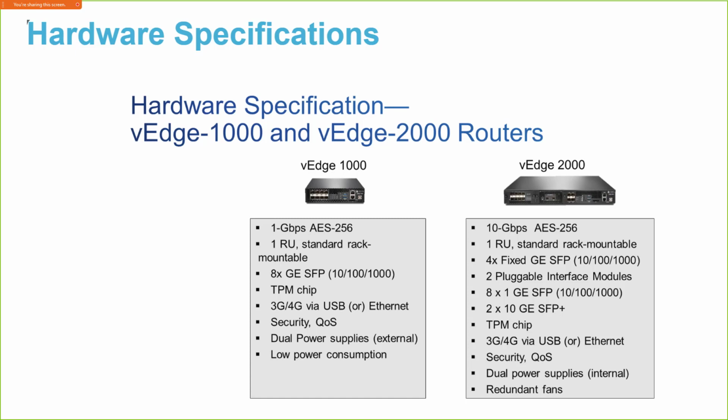But I mentioned this before. We can also do IOS XE SD-WAN routers as well. ISR and ASR series, so like an ISR 1000, an ISR 4000, ENCS, which is an ENCS 5000 series platform.